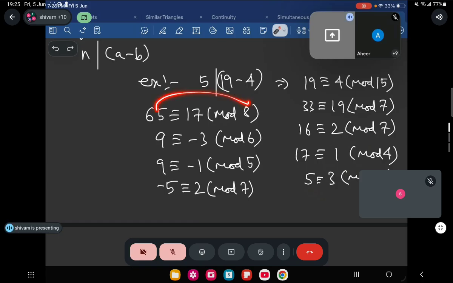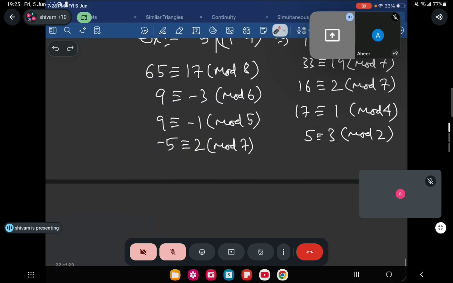65 divided by 8, the remainder is 1. 17 divided by 8, the remainder is 1. 9 when you divide by 6, the remainder is 3. Minus 3 also when you divide by 6, the remainder will be 3 only. Okay. So what can we conclude?